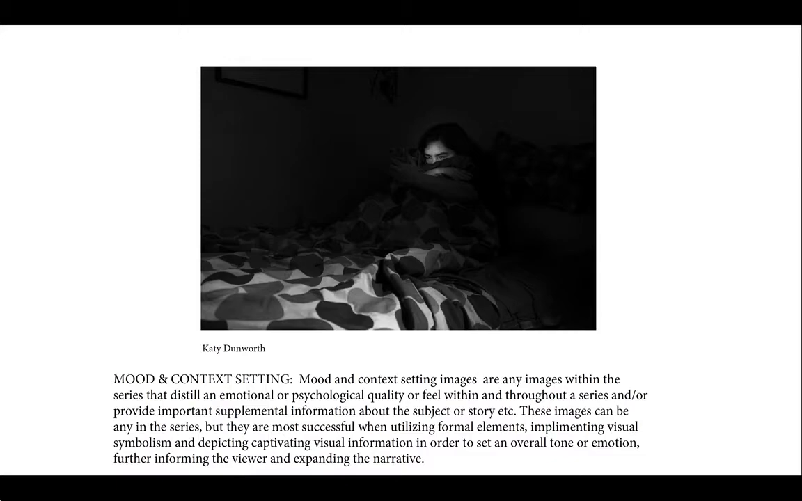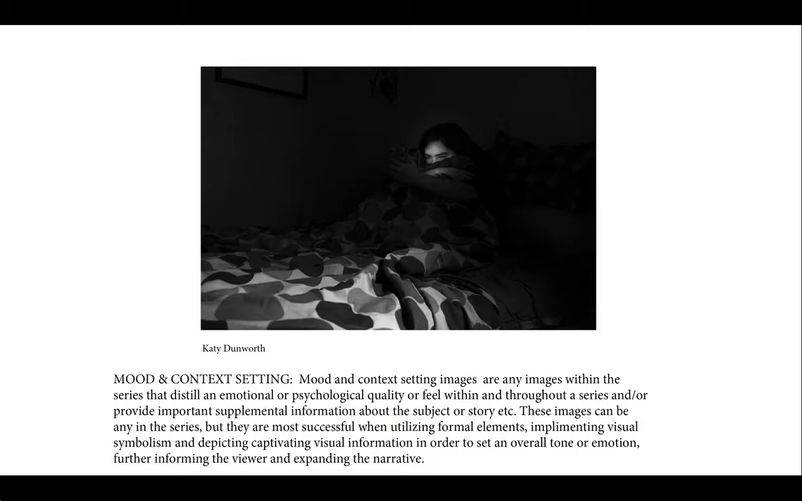They link everything together. Mood and context setting images really distill that emotional or psychological quality or feel within a series. And these are really important because they make the images feel cohesive, or they make the underlying idea or subject or theme come across in the images. And so when we're trying to provide that kind of mood or feel, or provide maybe important supplemental information, right? That's what I mean when I say context.